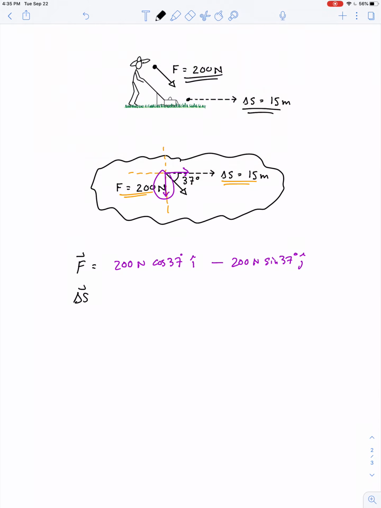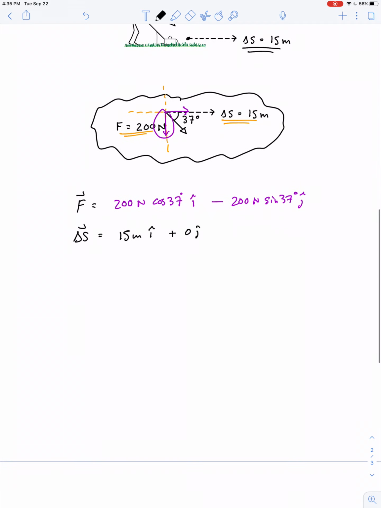Our displacement is simply 15 meters I hat plus 0 J hat. So if we want to find the amount of work done, we need to take the dot product, which again means we're going to have to multiply first, outer, inner, last. Now you can grab a calculator and see what you get when you take the cosine of 37 degrees. 37 degrees is often used because it has components that are very nearly 0.8 and 0.6. The cosine of 37 degrees is nearly 0.8, and the sine of 37 degrees is nearly 0.6. So it makes the math a bit easier.